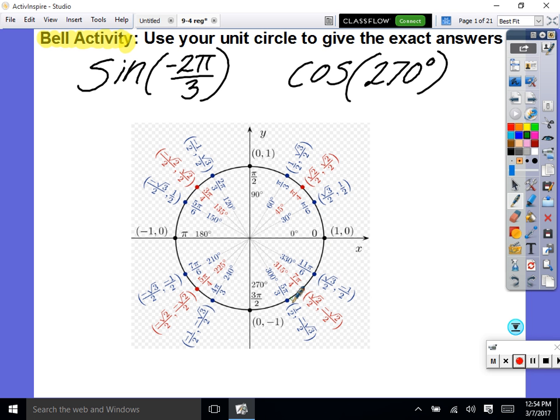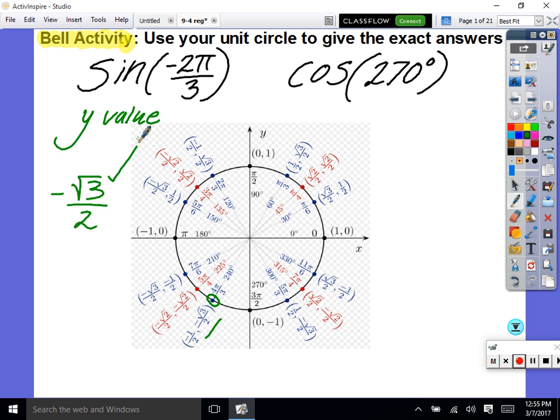So if it says find the sine at negative 2 pi thirds, that's literally saying find the y value at negative 2 pi thirds. You've got to go in the negative direction. Positive 2 pi thirds is up 1, 2, 3, 4, 5, right? We've got to do that in the negative direction: down 1, 2, 3, 4, 5. Right there, right? So the sine is our y value. So our answer is negative root 3 over 2.